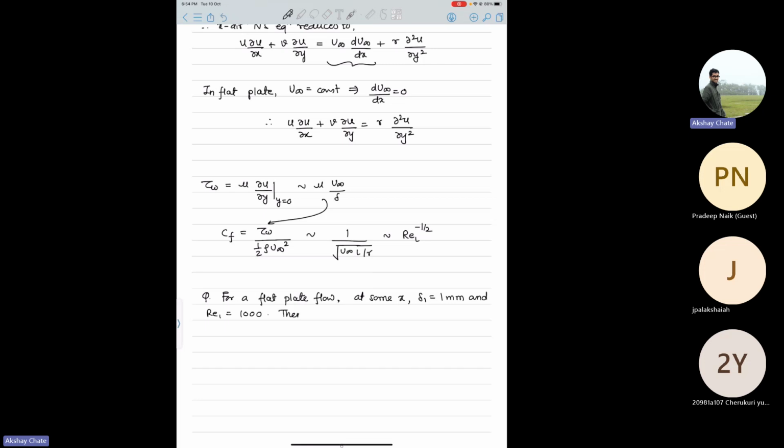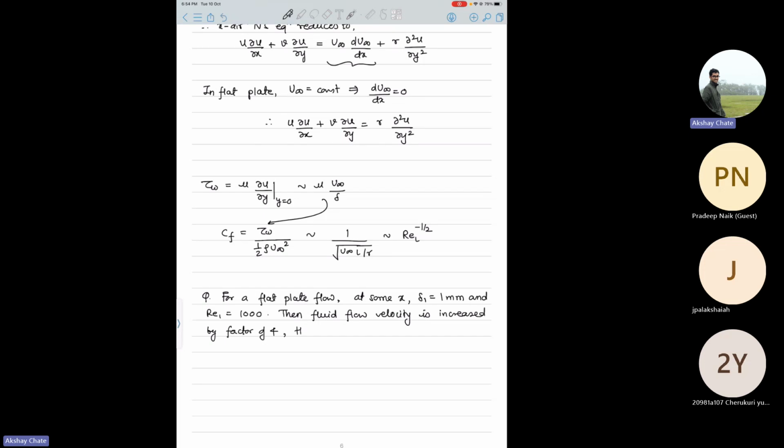Then the fluid flow velocity is increased by a factor of 4. So the flow velocity, which is u infinity, increases to 4 u infinity.